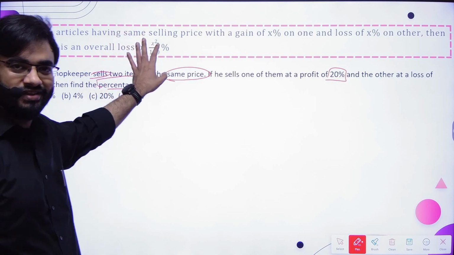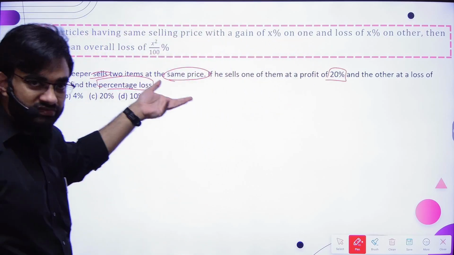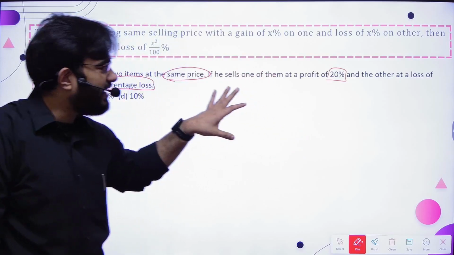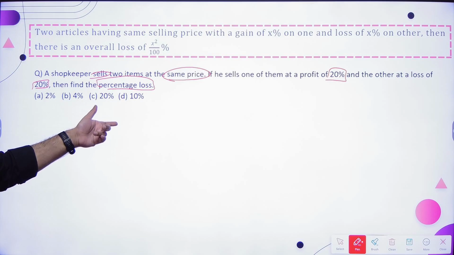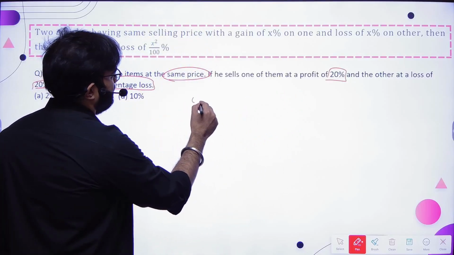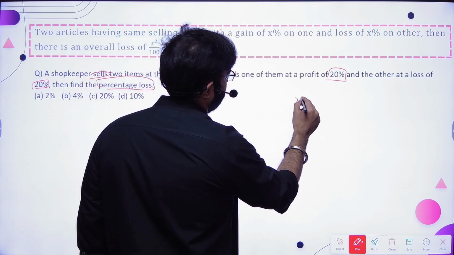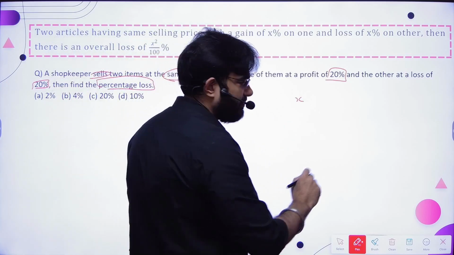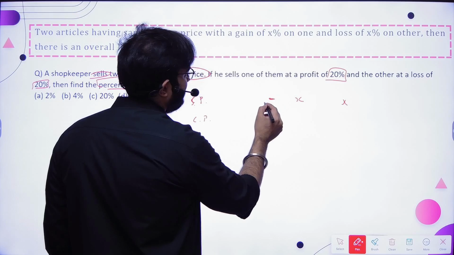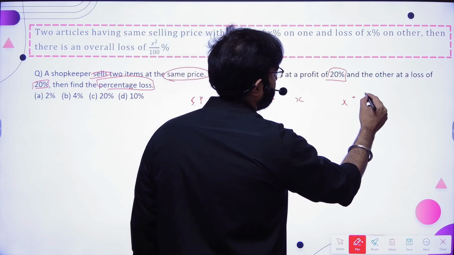Though I have written the formula here, it's just for the sake of it. Whenever there is X percent loss, you can directly read it. But again, we have to go to the basic concept. So first, we are going to go to the basics. If we take the selling price as X, so both the selling prices are the same, X. Now, we assume the cost price of the one on which the profit is made as Y1 and the one on which the loss is made as Y2.